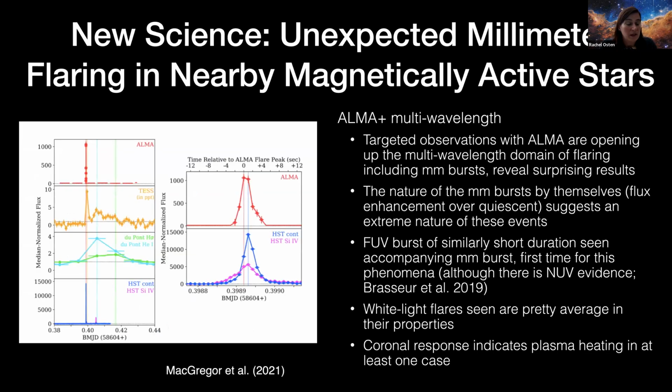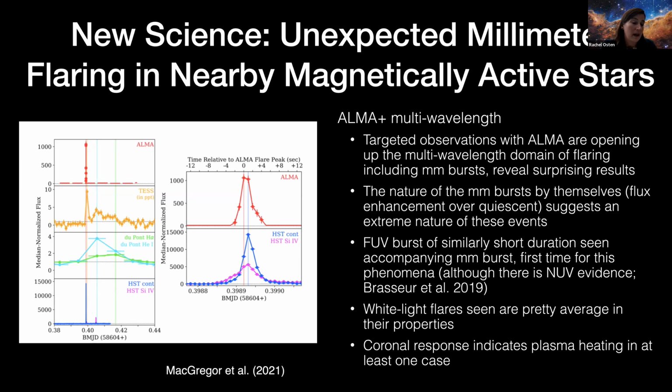When we've probed some of these millimeter flares at multiple wavelengths, we're finding interesting results. The nature of the millimeter bursts by themselves suggests an extreme nature of events. These things can increase in flux by a factor of 1,000 at peak compared to non-flaring value, which is pretty low.